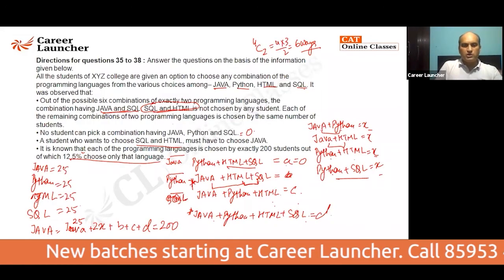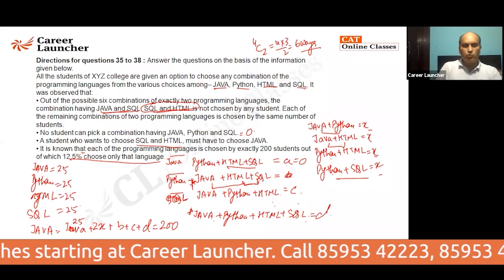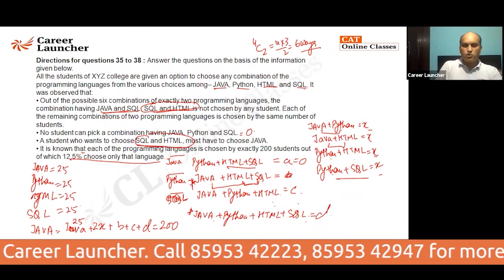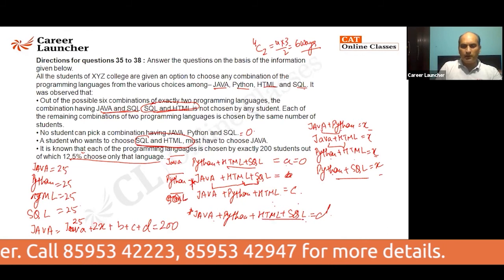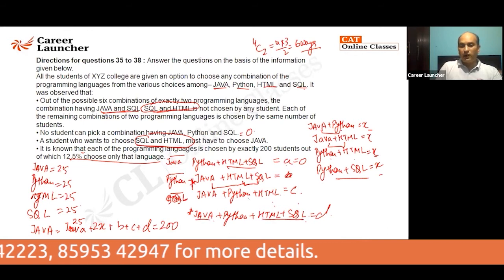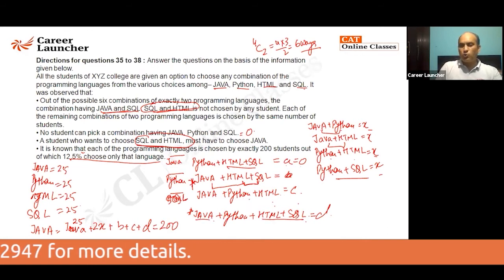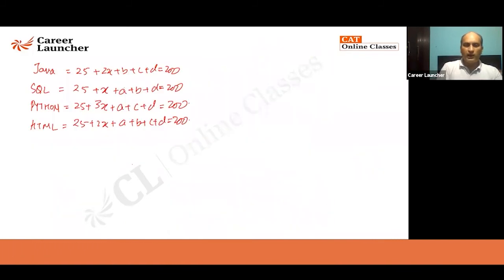If I go back to this one, it is given that a student who wants to choose SQL and HTML has to choose Java. So whenever SQL and HTML is coming, you need to have Java. That is the reason why we have taken Python with it. Of course, this portion is coming out to be 0. A will come out to be 0 from that case. So you can eliminate all of the A's there and you will say that only these combinations are there.